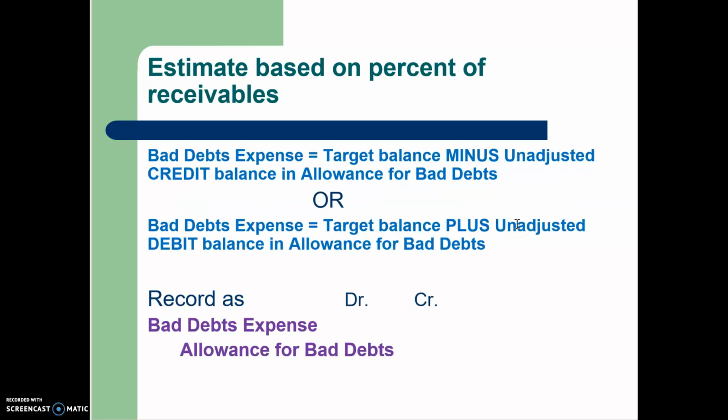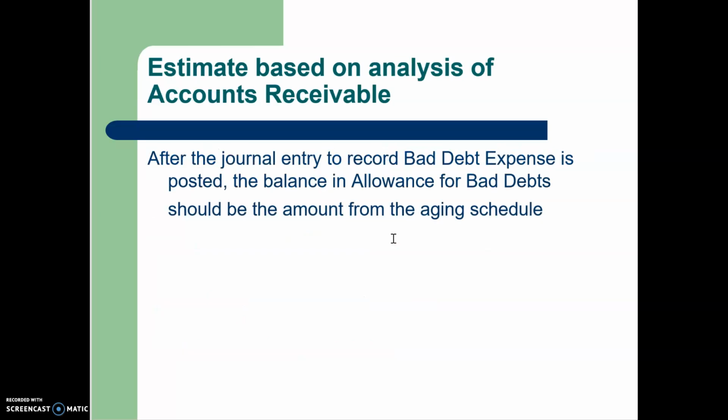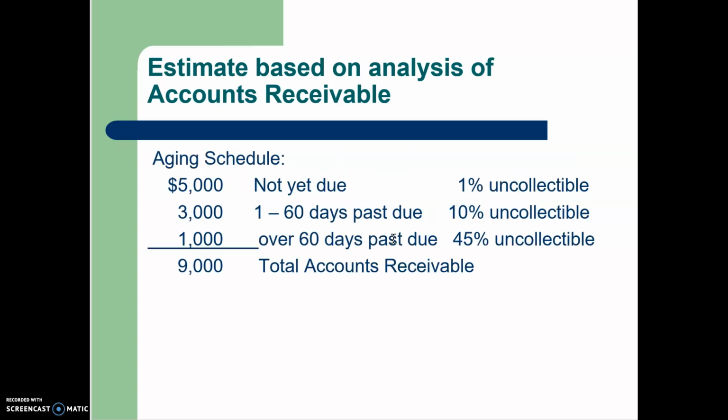So again, we have to make a journal entry. Debit bad debt expense, credit allowance for bad debts to get us to that target balance. And I would prefer to draw the T accounts as opposed to looking at these formulas. After we post the journal entry to record bad debt expense, the balance in allowance for bad debts will be the amount from the aging schedule because that was our target balance.